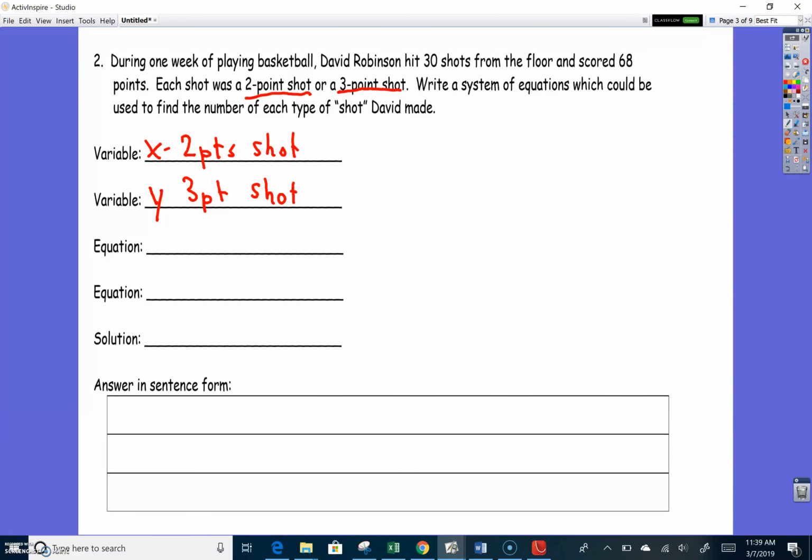So he had 30 shots, right? So my first equation, and then this is points.